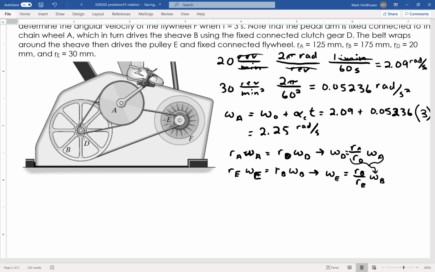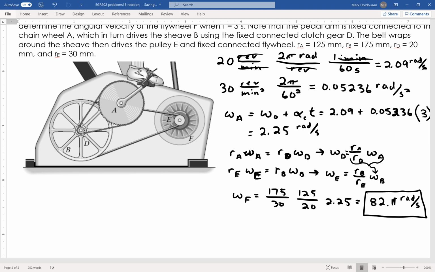Now plugging in the values for all of the radii, omega F, which is the same as omega E, is just going to be 175 over 30 times 125 over 20 times 2.25, which is 82.1 radians per second. Again, just use constant acceleration equations to figure out the omega, then use gear ratios to find the omega of the value that I'm trying to find.